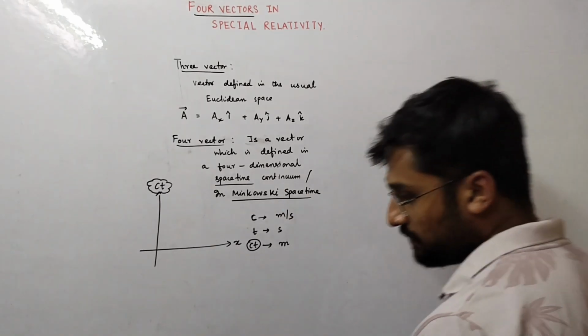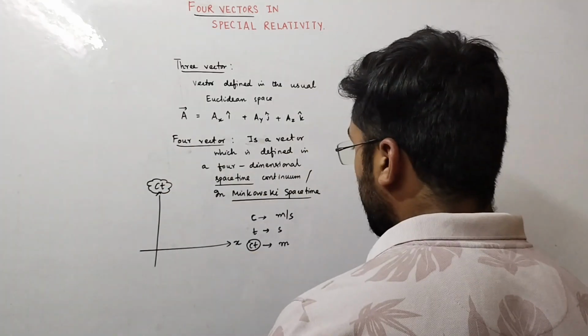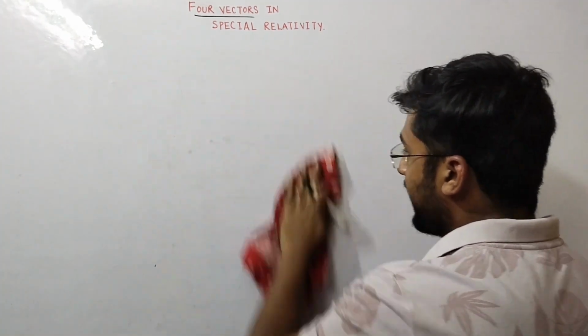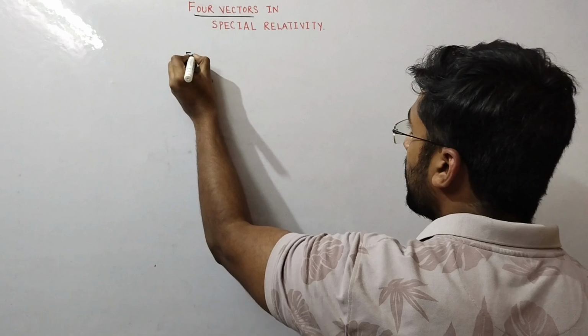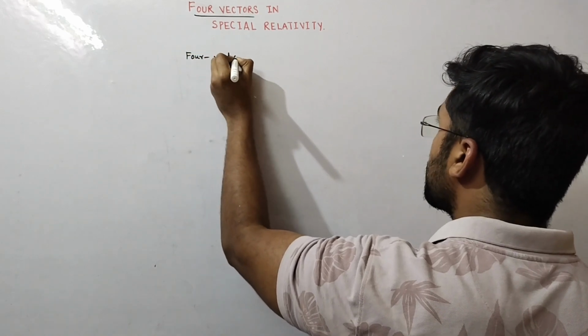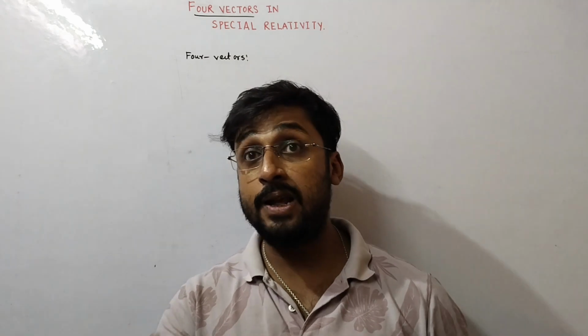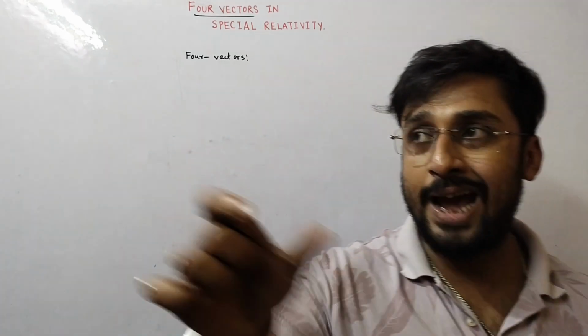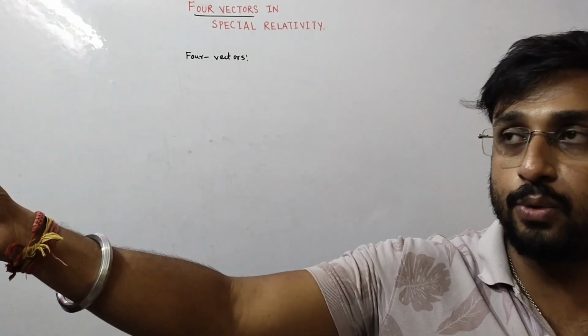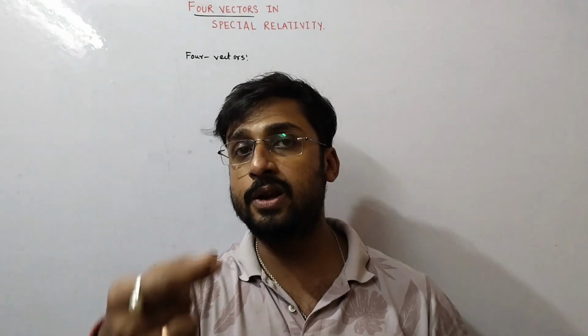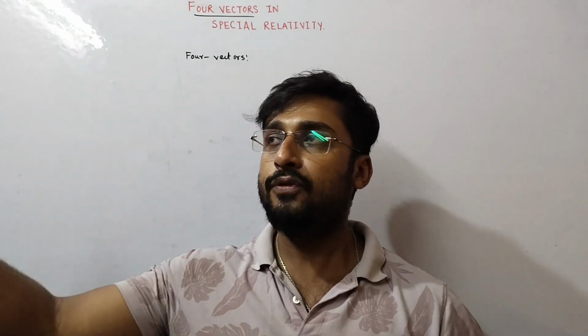Okay. Now moving on to the next topic, as we were talking about four vectors, right? As I've just told you, a vector which is defined in a four-dimensional space-time is called a four vector. And as I've just told you, even a three vector, that is a vector in the Euclidean space, must obey certain rules in order to be called a vector. That is, it must follow vector addition.